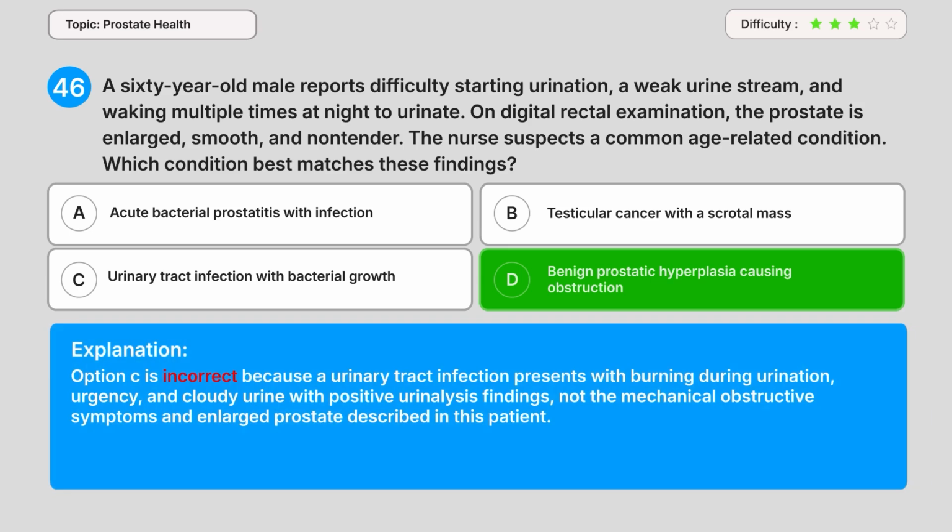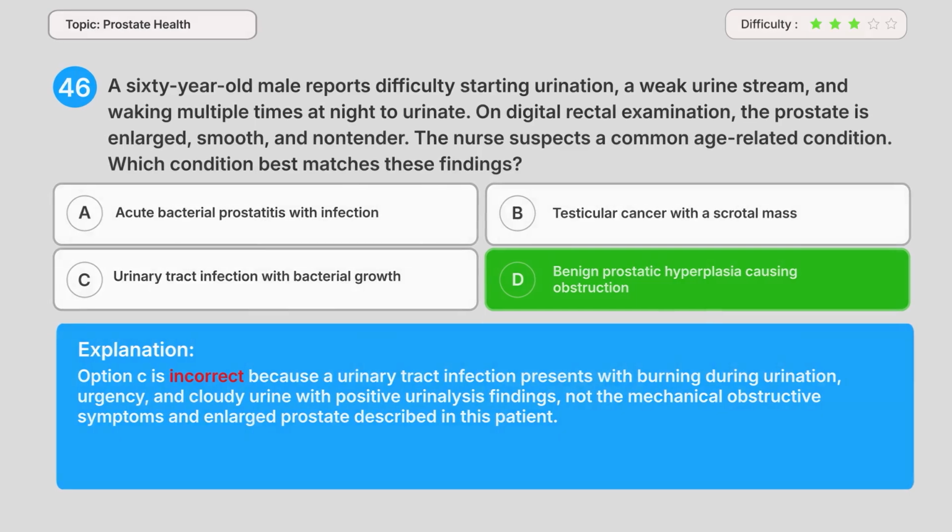Option C is incorrect because a urinary tract infection presents with burning during urination, urgency, and cloudy urine with positive urinalysis findings, not the mechanical obstructive symptoms and enlarged prostate described in this patient.